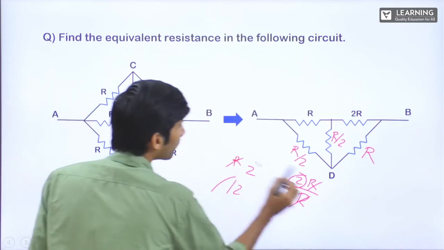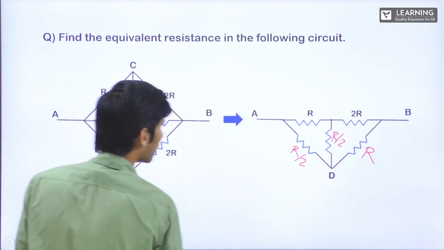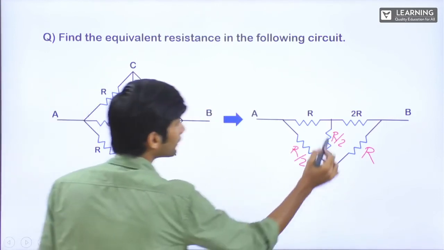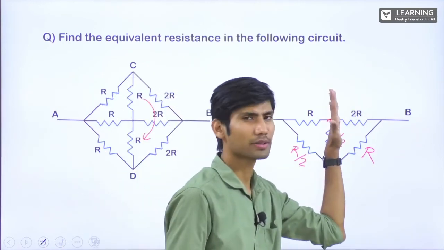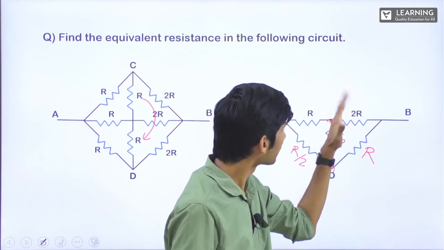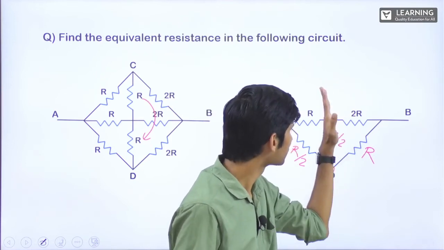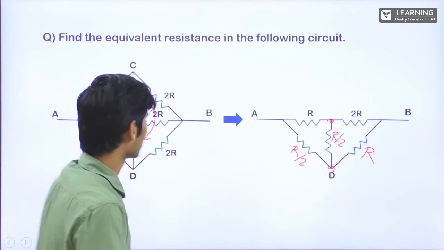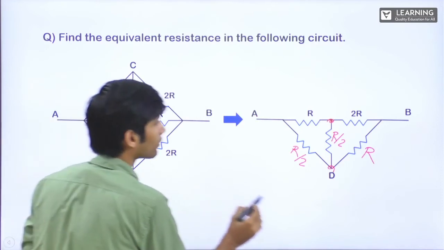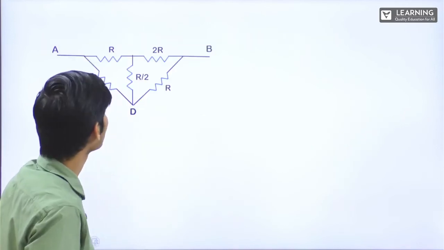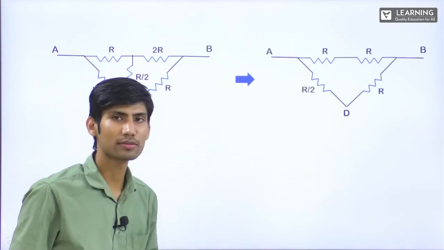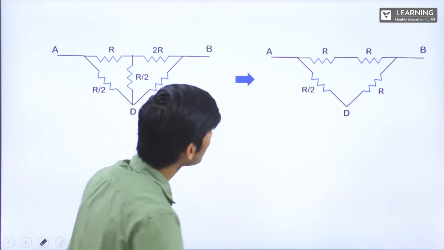That means point D and this point will be at same potential. Or again, you can apply mirror symmetry here. Keep a mirror. No, you cannot apply a mirror symmetry here. You can just see the balancing of the Wheatstone bridge. Fine. I can remove this particular wire. If I remove that, it will become like this. If it becomes like this, now can you solve it?